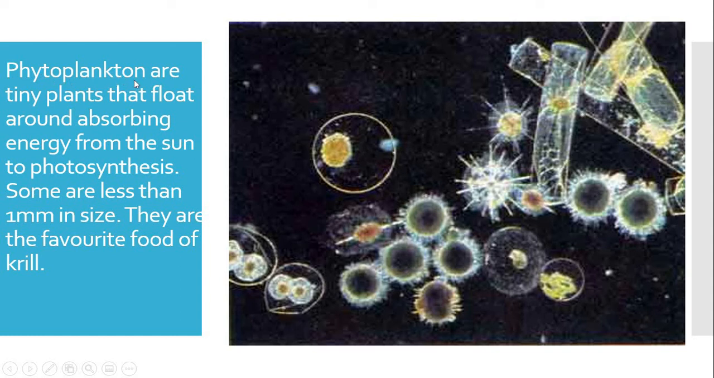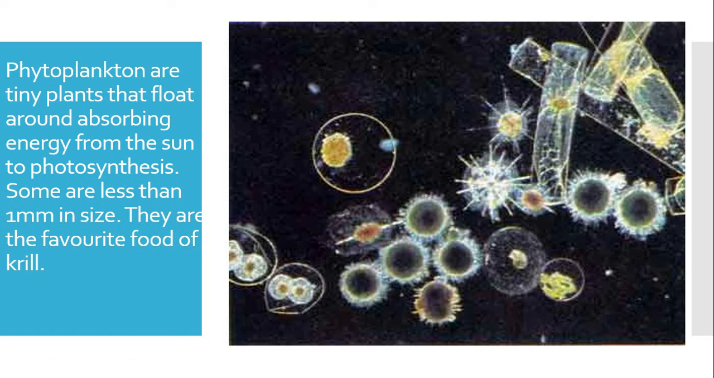And phytoplankton are tiny plants that float around absorbing energy from the sun to photosynthesise. Some are less than 1 millimeter in size. They are the favourite food of krill. So to start you off, I will tell you this is your first point at the bottom of your food web. So I've gone through every species so far.